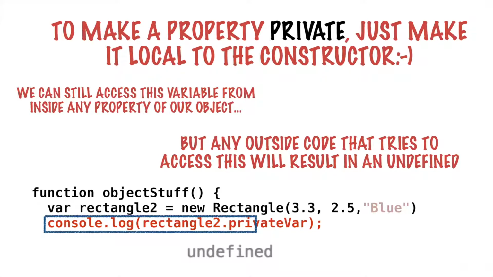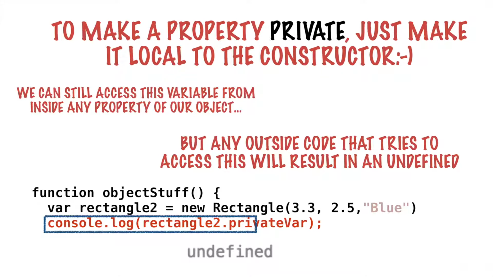Code which lives outside the rectangle object cannot see this variable. As far as they are concerned, this variable does not exist, which is why console.log rectangle2.privateVar will simply print undefined. That's JavaScript's way of saying that this does not exist as far as you are concerned. As far as outside code is concerned, private var is undefined.